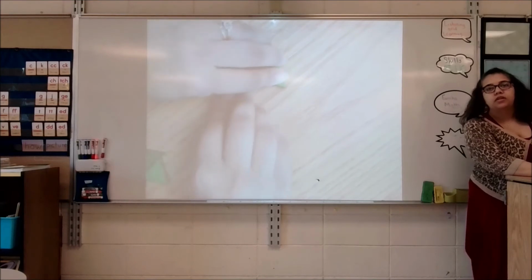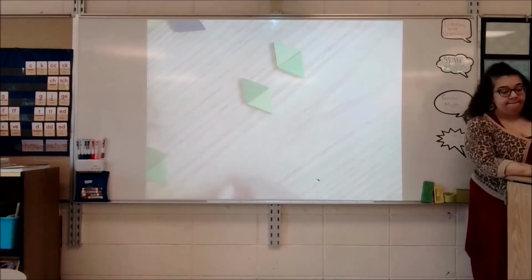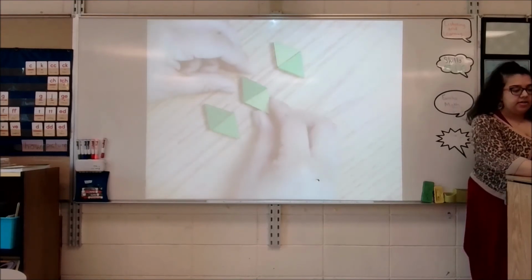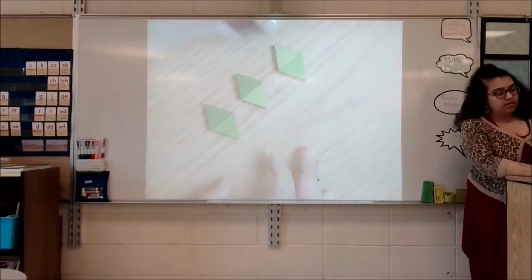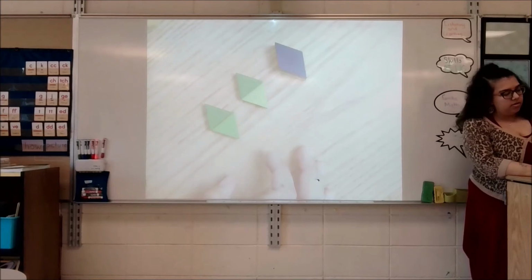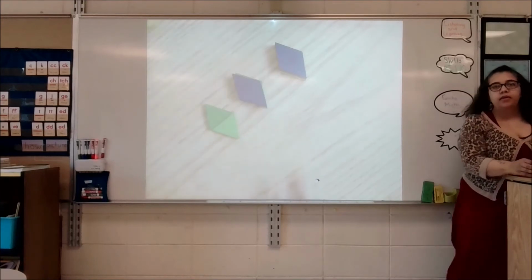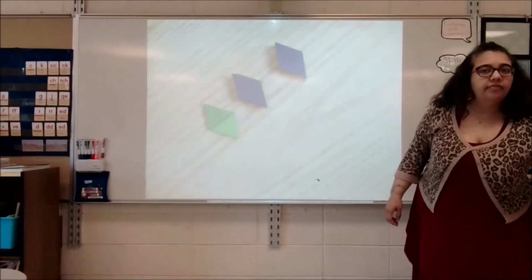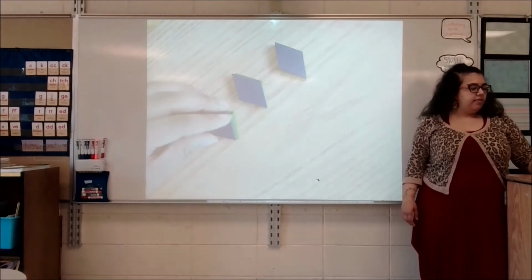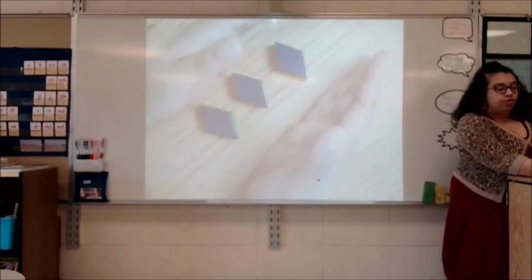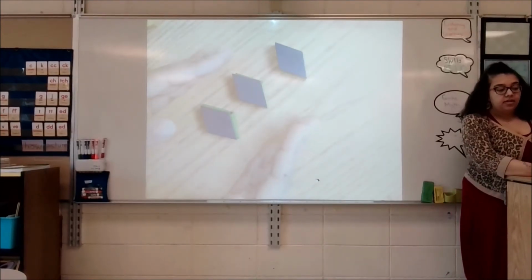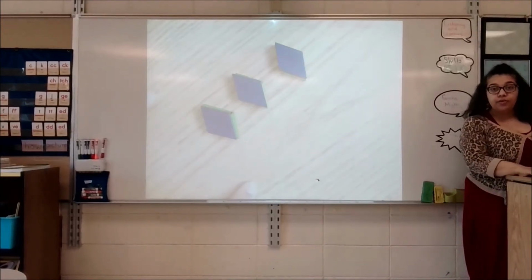Let me put them where you can see them. I have my 6 triangles, right? And I paired them up. Why did I pair them up? Because we're doing rhombus. So 1 rhombus, 2 rhombus, 3 rhombus. Could I then in turn position my 3 rhombuses? See, look, my 6 triangles are covered with rhombus, correct?